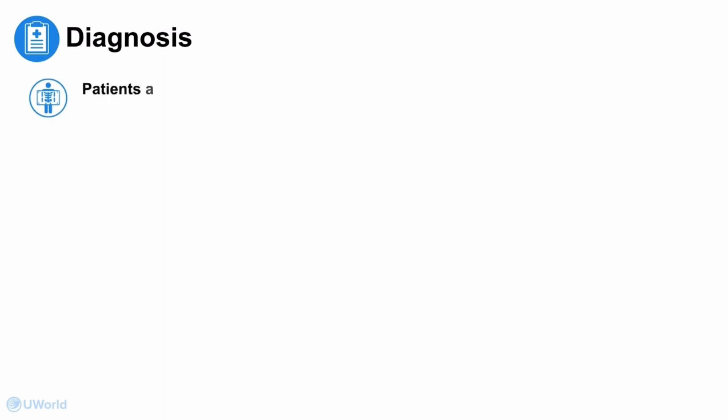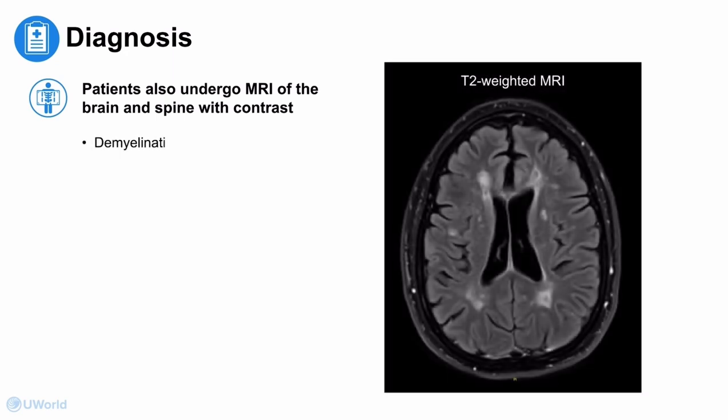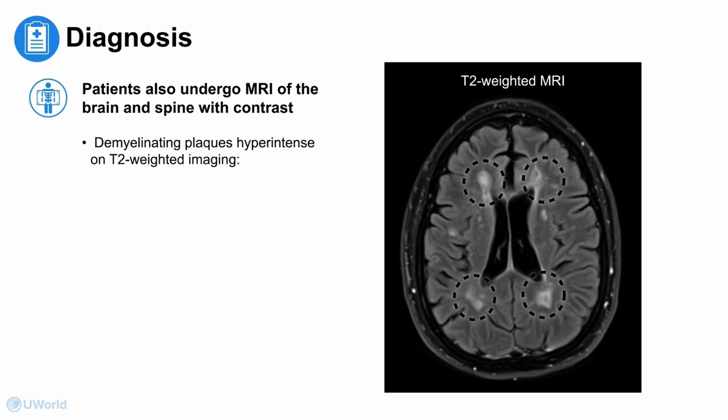Patients being evaluated for multiple sclerosis also undergo imaging of the central nervous system to confirm the presence of demyelinating plaques. MRI of the brain and spine with contrast is the imaging study of choice, as it can not only determine lesion locations, but also help determine age. Demyelinating plaques are typically hyperintense on T2-weighted imaging and are often found in the juxtacortical, paraventricular, infratentorial, and spinal cord regions.